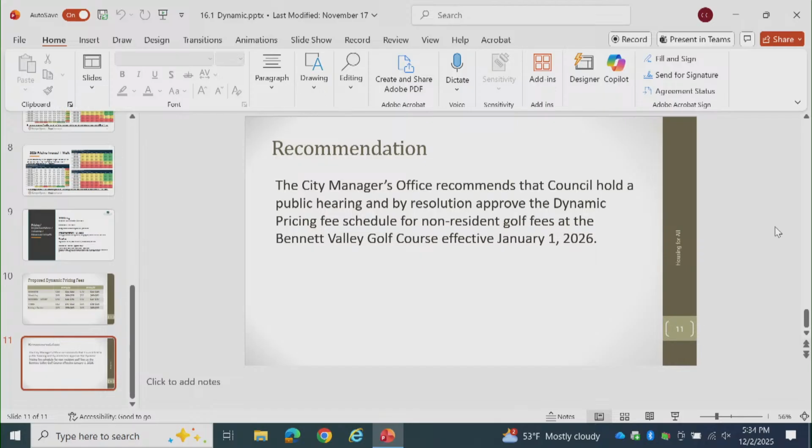The city manager's office recommends that council hold a public hearing and by resolution approve the dynamic pricing fee schedule for non-resident golf fees at the Bennett Valley Golf Course effective January 1st, 2026. The three of us are here to answer additional questions if you have them. Thanks to all of you. Bringing it back to council for questions.